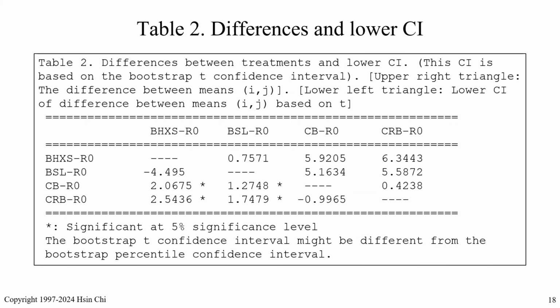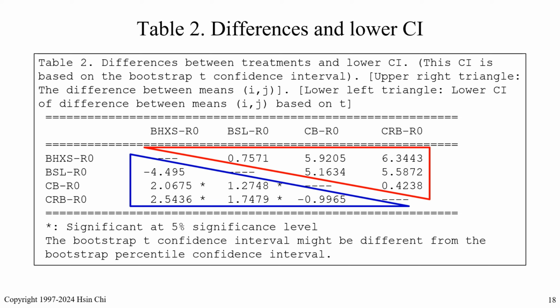In Table 2, you can see the differences and lower confidence limits for all comparisons. The upper right triangle, the red triangle, are the differences between treatment I and treatment J. The lower left triangle, the blue triangle, are the lower confidence limits of difference between means of treatment I and J based on t-distribution. The star shows significant difference.